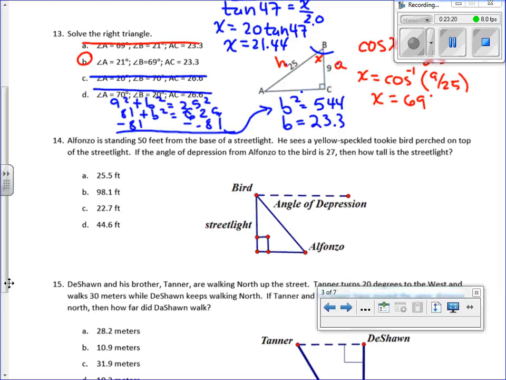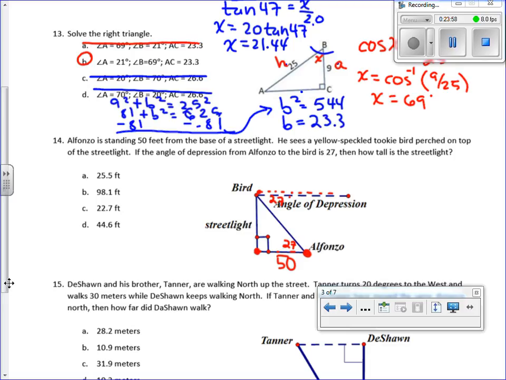Alfonso is standing 50 feet from the base of the street light. So here's Alfonso, here's the base. So that means that distance there is 50. He sees a yellow speckled tukey bird perched on top of the street light. The angle of depression from Alfonso to the bird is 27 degrees. But remember we said that because these are parallel lines, these two are parallel, we have that Z pattern, and so that means that we have alternate interior angles. So that means that this angle down here is also 27.